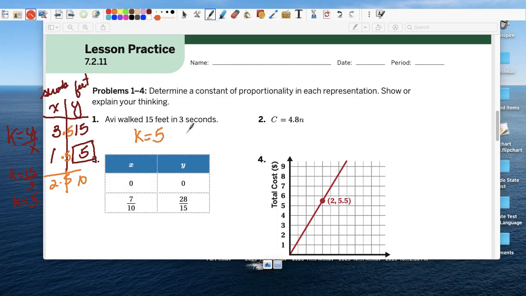Let me put that in words. For every 1 second I travel, or Avi travels, 5 feet. That's what they're looking for.